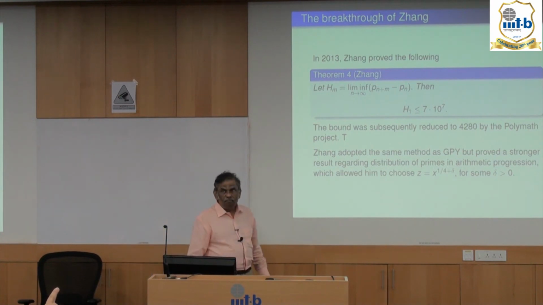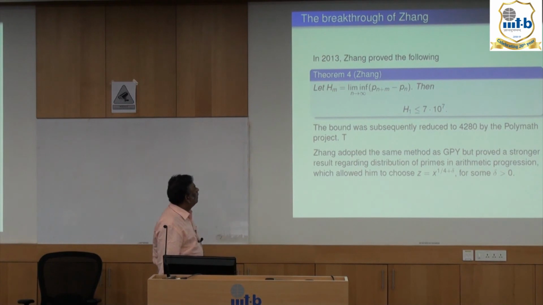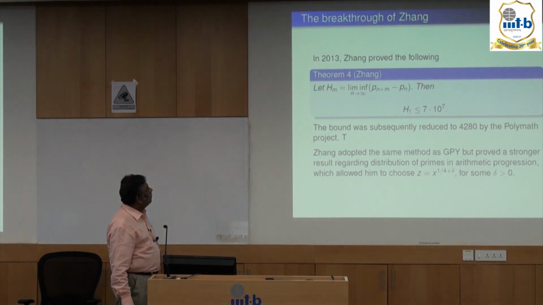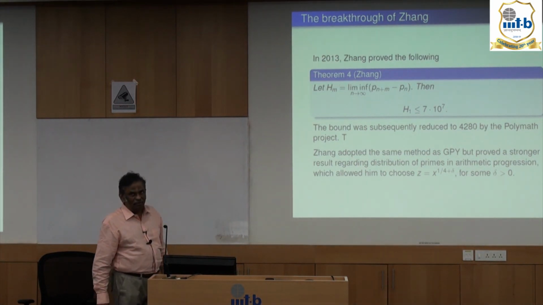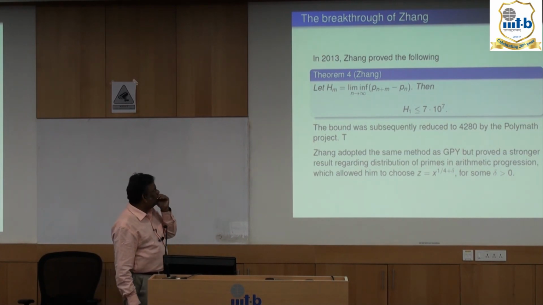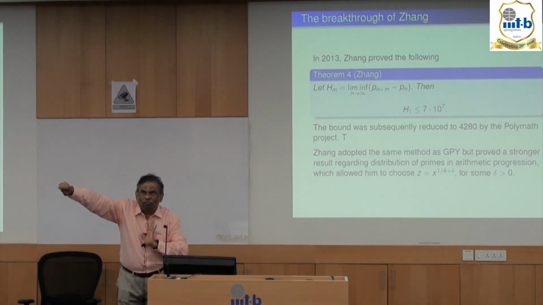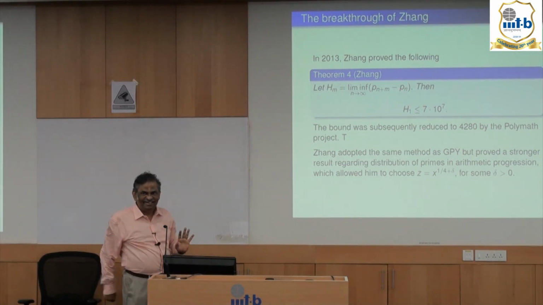Why are you choosing h_m instead of h_m plus 1? It should be h_1 instead. Yeah, just h_1. Exactly, h_1 is what we are talking about. But in general, you can do it for h_m: when you take m consecutive primes, how much can the difference be?